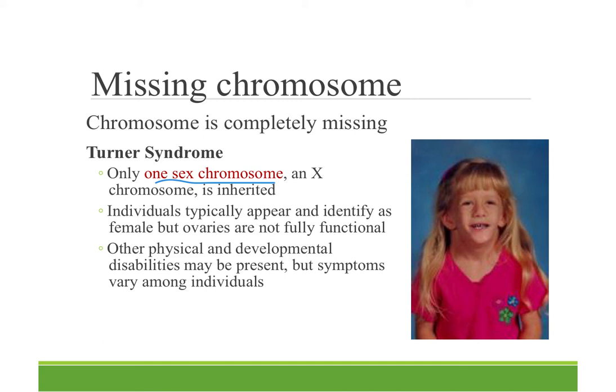Nothing else. The persons typically appear and identify as female, but don't have fully functional ovaries, so they don't develop quite all of the secondary sex characteristics. There are other physical and developmental disabilities that typically are present, but again, things can vary quite a bit among individuals. I remember a couple years ago reading about a student who was starting at USC who was 16 years old with Turner syndrome, and obviously had no intellectual disability because they were ready to go to college at 16.